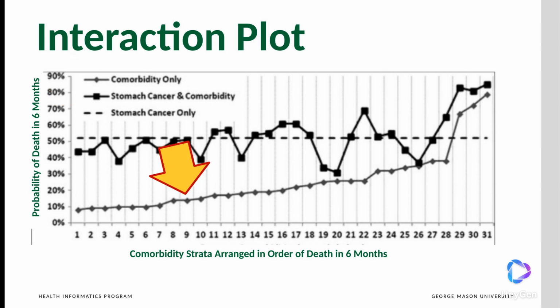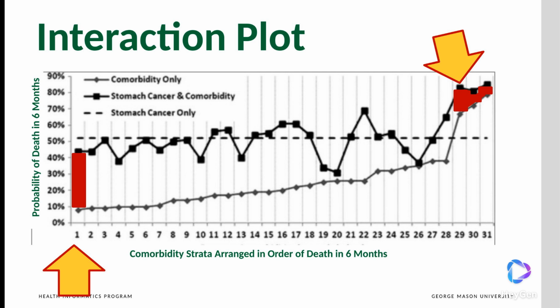2 lines are plotted. The first line is the probability of death when stomach cancer is not present. The second line gives the probability of mortality when stomach cancer is present. The difference between the 2 lines is only stomach cancer and nothing else. At each level, the same comorbidities are shared between these 2 lines. The difference between the 2 lines is large when no comorbidities are present.